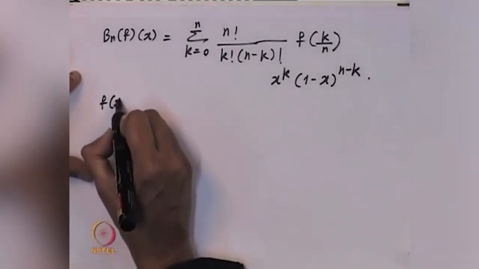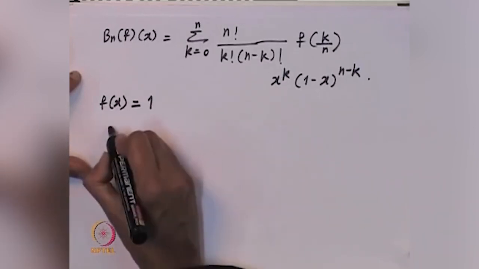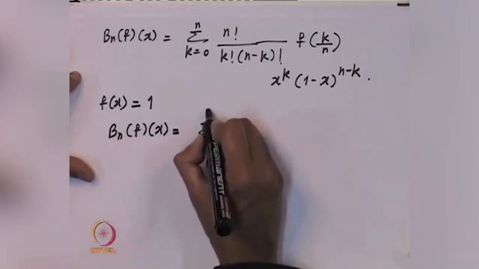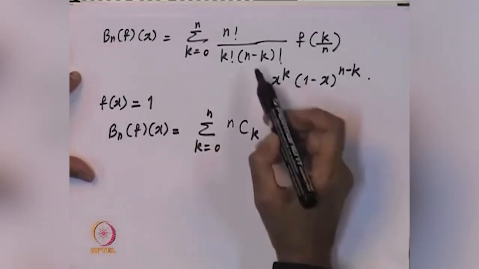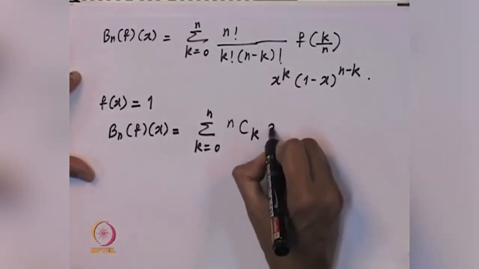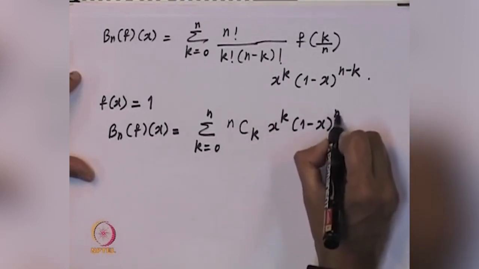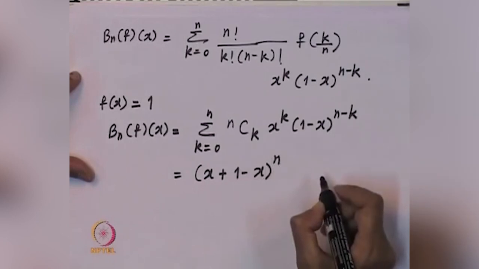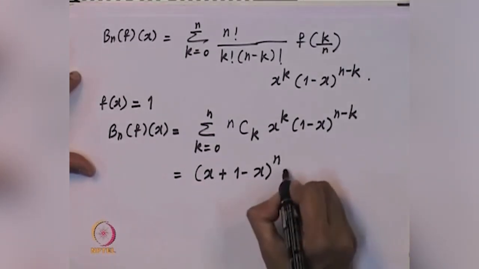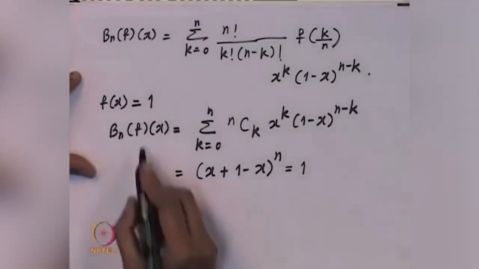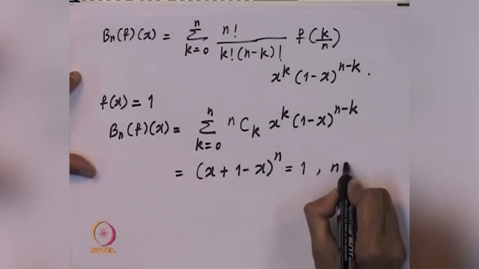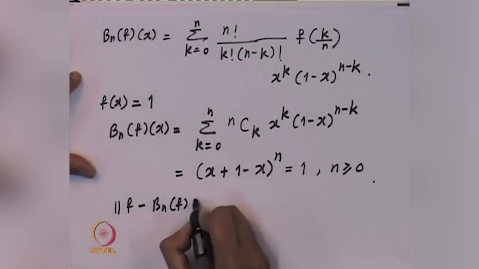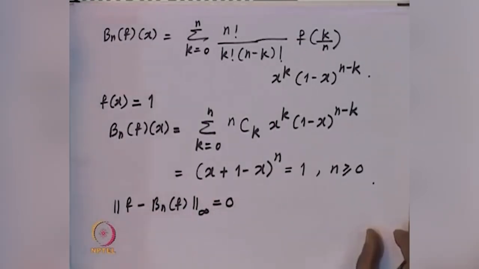If our function f is the constant function f(x) equal to 1, then B_n f at x will be the summation k going from 0 to n of n choose k, that is n factorial upon k factorial (n minus k) factorial, x raised to k, (1 minus x) raised to n minus k, which is nothing but the binomial series expansion of (x plus (1 minus x)) whole thing raised to n. So, this is going to be equal to 1. So, when f(x) is equal to 1, B_n f(x) also is equal to 1 for n bigger than or equal to 0, and hence the infinity norm of f minus B_n f is going to be 0. So, we have got convergence.